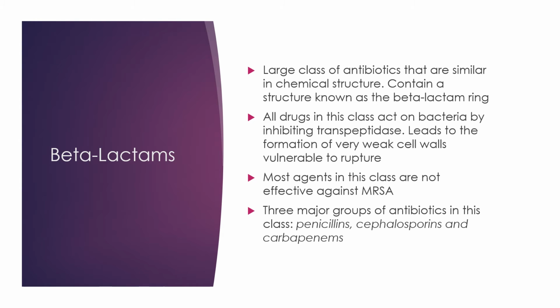Okay, so let's get into some specific antibiotics and medications. We have the beta-lactams. This is a large class of antibiotics. They're similar in chemical structure, and they contain a structure known as the beta-lactam ring. All drugs in this class act on bacteria by inhibiting transpeptidase, which leads to the formation of very weak cell walls that are really vulnerable to rupture. Most of the agents in this class are not effective against MRSA. And there are three major groups of antibiotics in this class: the penicillins, the cephalosporins, and the carbapenems, which we will go over individually.